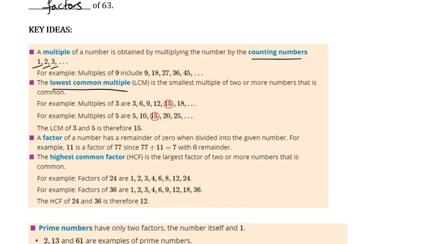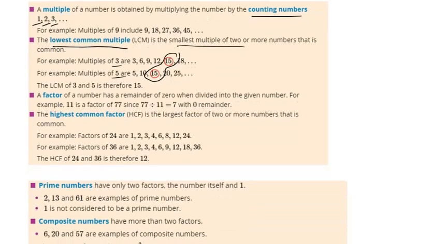The lowest common multiple is the smallest multiple between two or more numbers that is in common. So if we look at the multiples of 3 and the multiples of 5, we reach 15. That's the first one we come to, so it's the lowest common multiple. Therefore, the lowest common multiple, or the LCM, of 3 and 5 is 15.